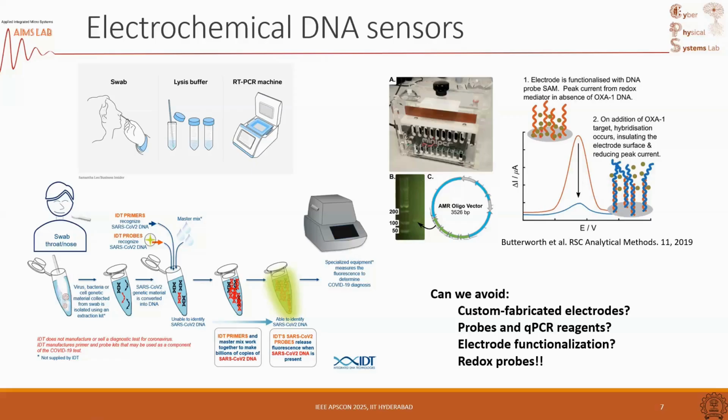This work we started in 2020 when COVID-19 first started, so we did not have a lot of access to many of these things. So we started by thinking of how we could avoid this immobilization, what we call functionalization, adding these complementary strands on our electrode surface. And we wanted to avoid these qPCR reagents. What redox probe we should use, these were the questions on our mind back then.